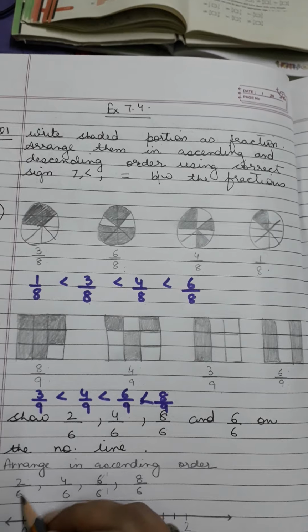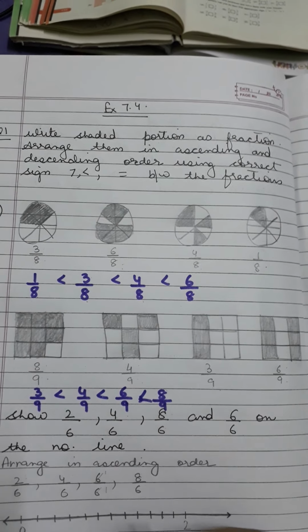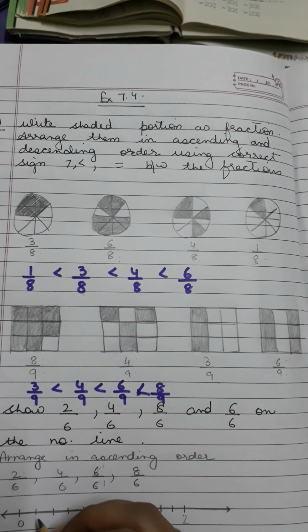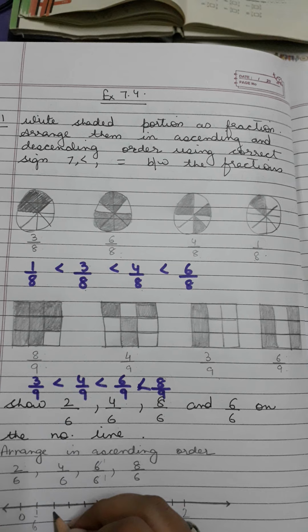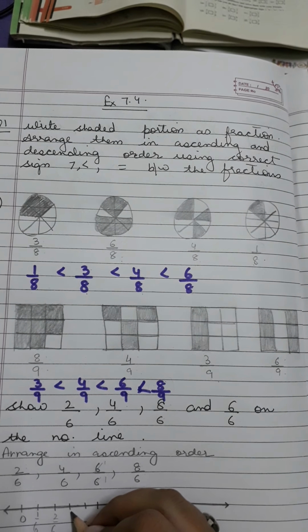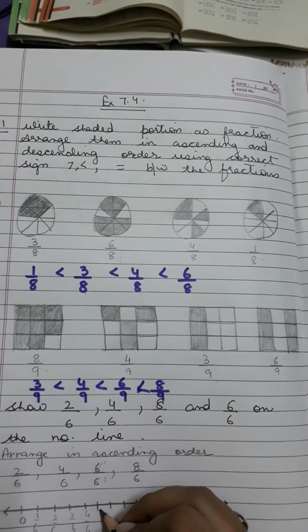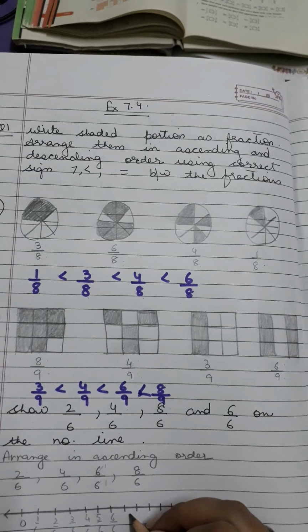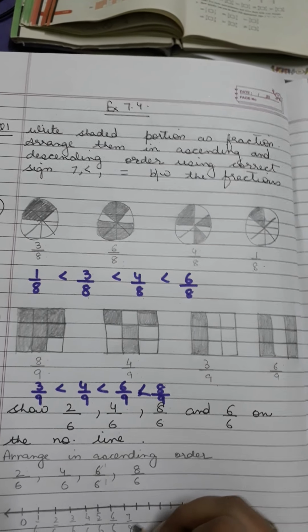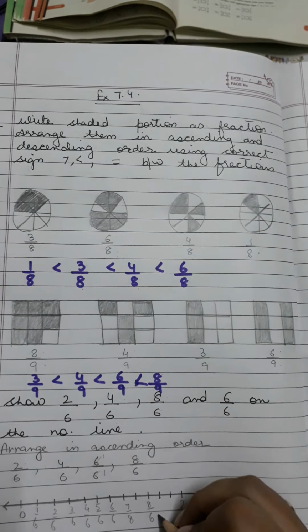Okay. Now we have already divided the number line into equal parts. So the first point will be 0. The second will be 1 by 6. Then 2 by 6, 3 by 6, 4 by 6. This one will be 5 by 6. Again 6 by 6. Then 7 by 6. And this will be 8 by 6.